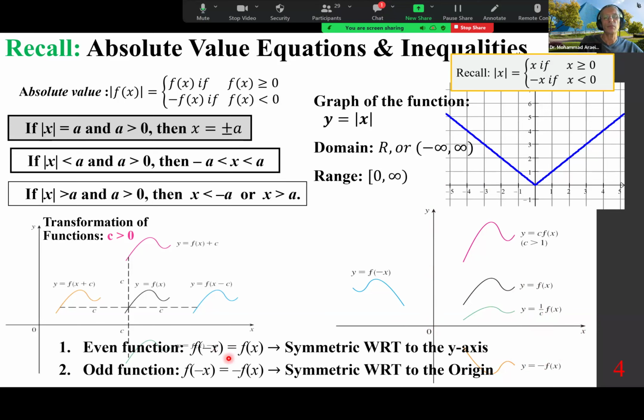An even function: f of minus x equals f of x, symmetric with respect to the y-axis. Odd function: f of minus x is minus f of x, symmetric with respect to the origin. That is the synopsis of what we have learned.